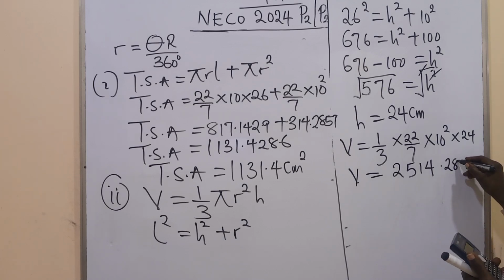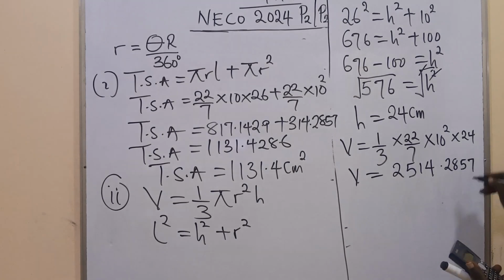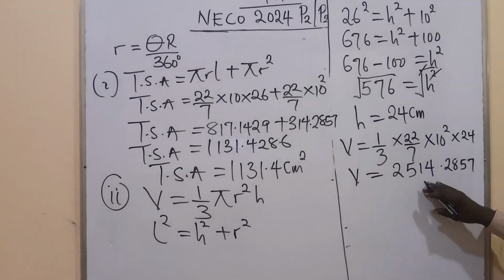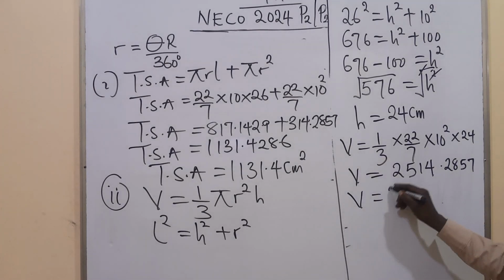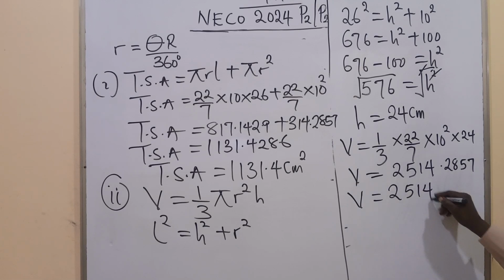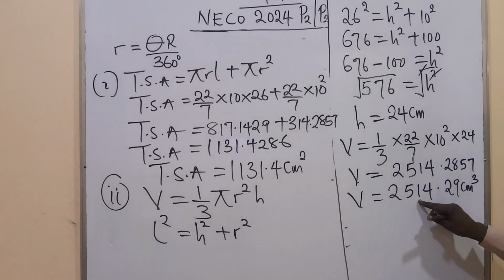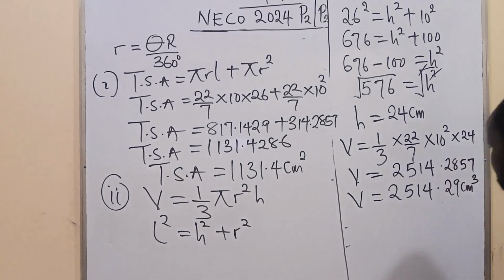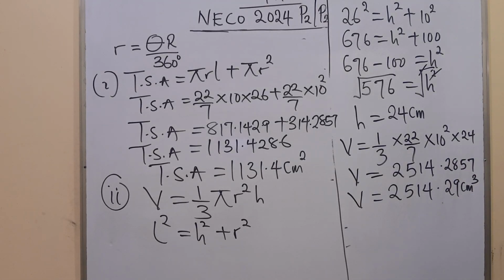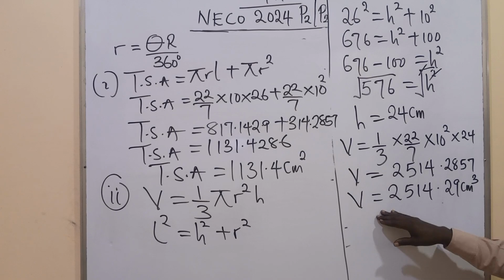We'll have 2514.2857, which is 2514.29 to 2 decimal places. The volume V now will be 2514.29 centimeter cube, because volume is measured in cube units. So this will be the volume, 2514.29 cm cube. So this is the solution to Roman numerals 2.